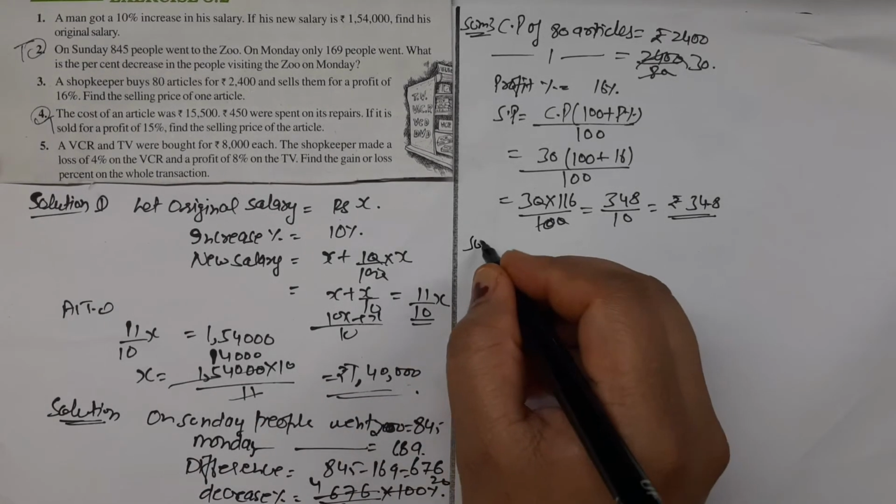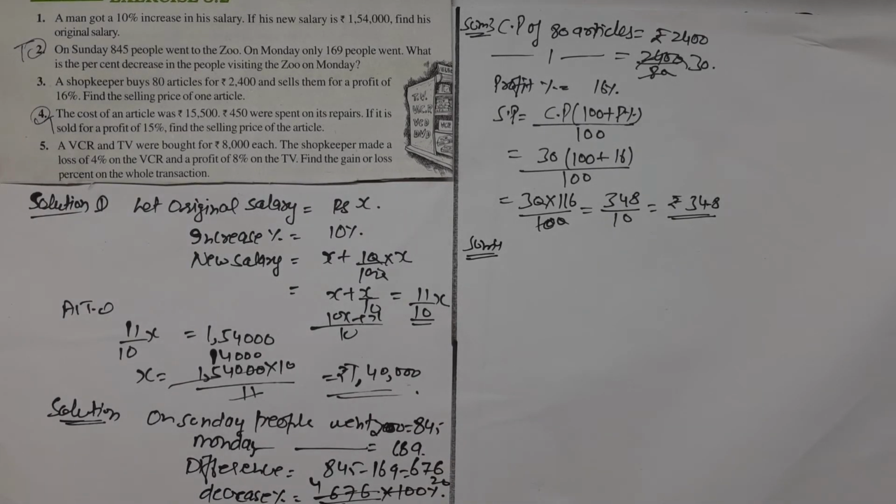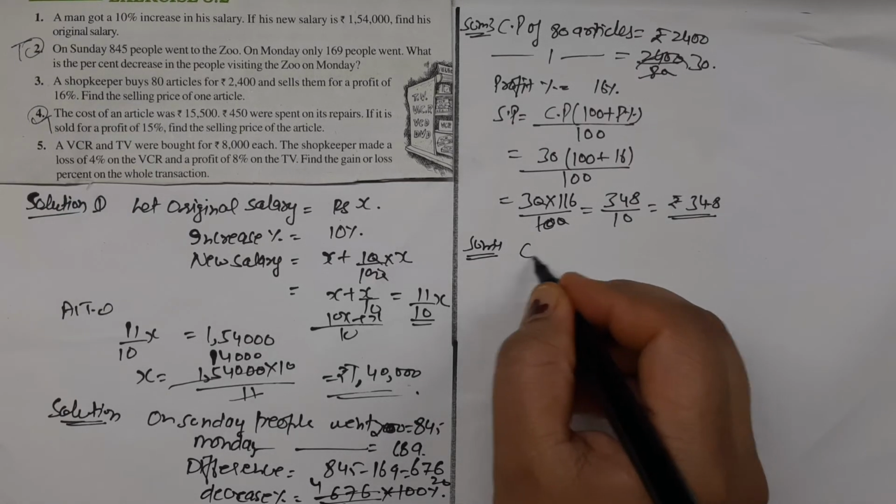Next one. Sum number 4. The cost of an article was rupees 15,500. Rupees 450 were spent on its repair. If it is sold for a profit of 15%, find the selling price of the article.